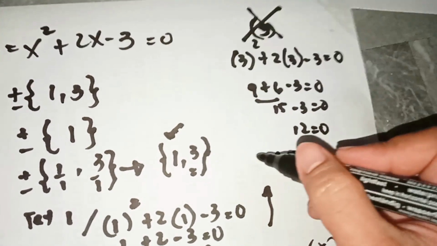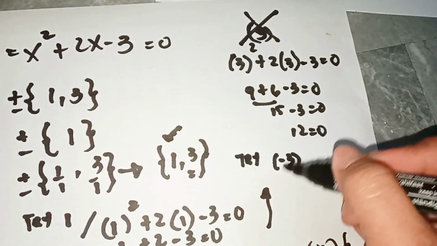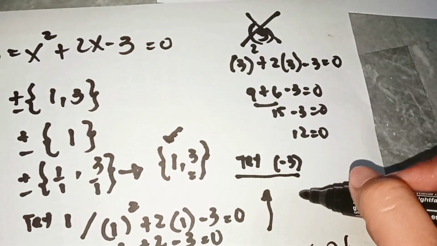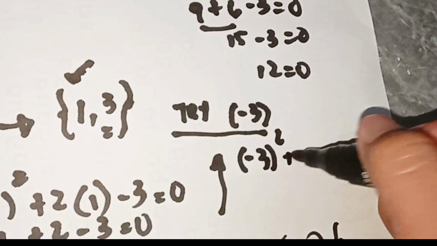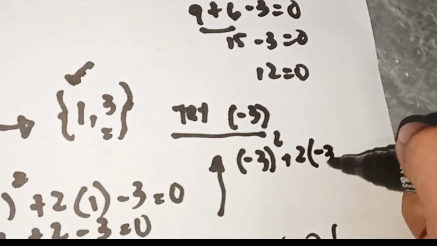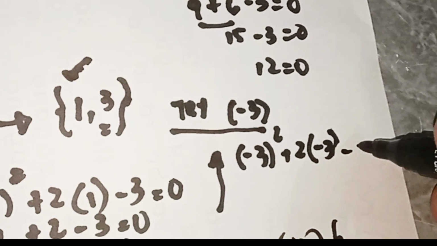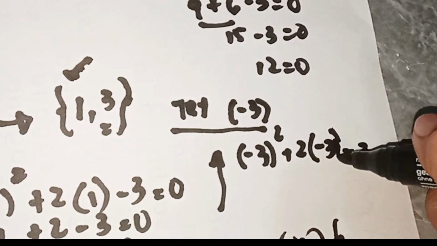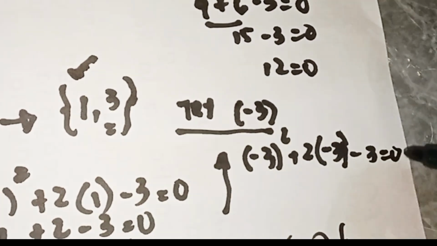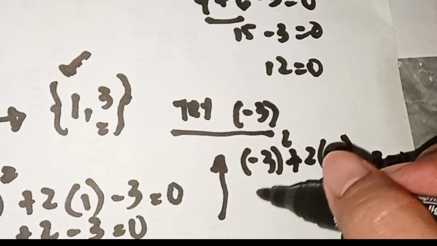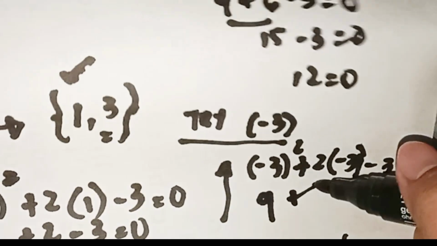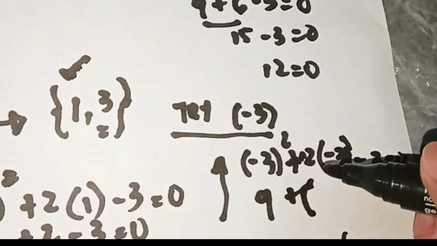So let's try the negative 3. What if the x is negative 3? So negative 3 squared plus 2 times negative 3 minus 3 is equal to 0. Next, 3 squared is 9 plus, so just wait, 2 times negative 3 is negative 6.